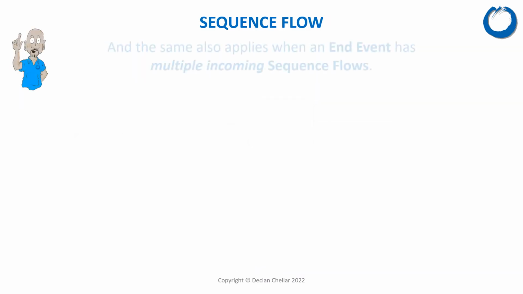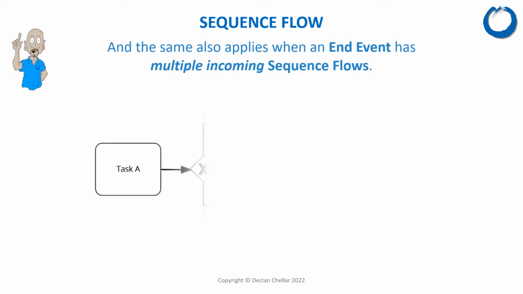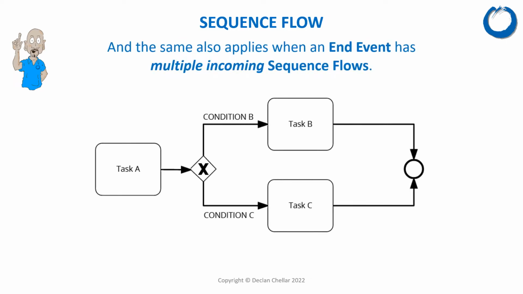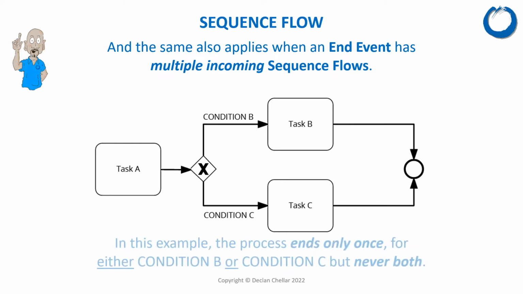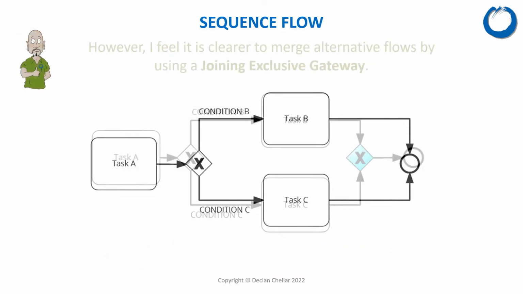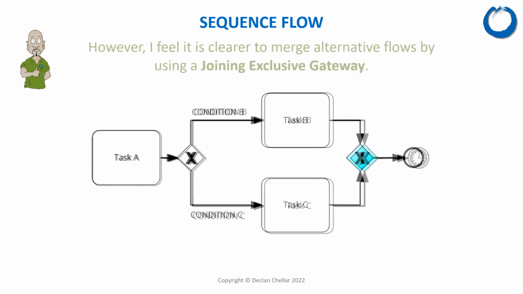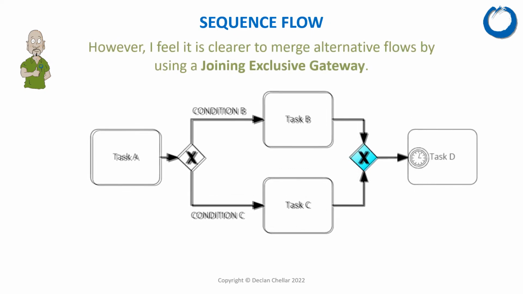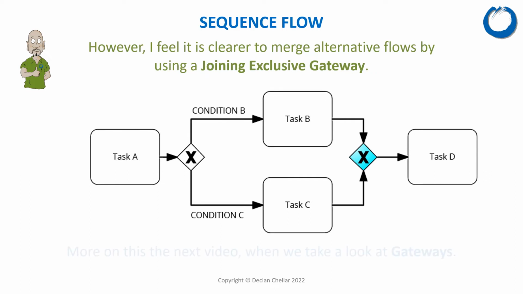And the same also applies when an end event has multiple incoming sequence flows. In this example, the process ends only once for either condition B or condition C, but never both. However, I feel it's clearer to merge alternative flows by using a joining exclusive gateway. More on this in the next video when we take a look at gateways.